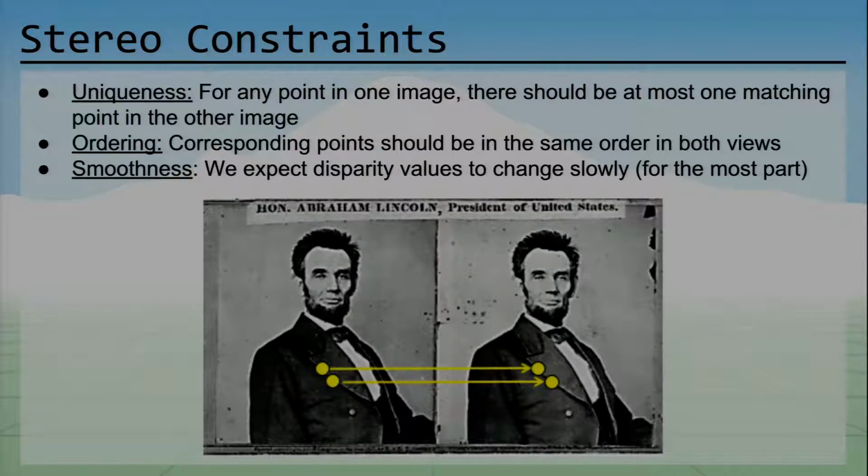That's not always the case. You could imagine here we have the background from Lincoln's arm to the background. It's going to have a big disparity. But in general, if we're following along the edge of Lincoln's coat here, that's going to have a pretty smooth change in depth from the camera.